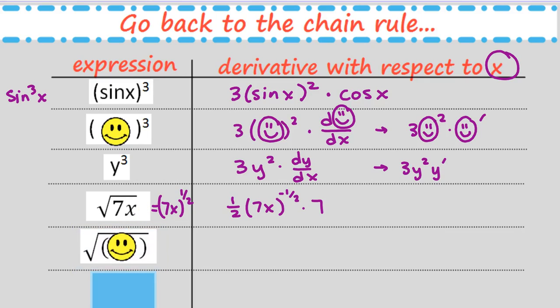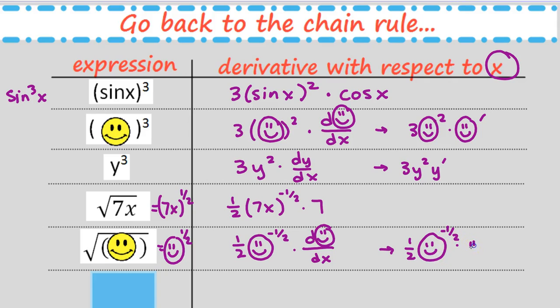So suppose we want the derivative of the square root of smiley face. Same idea. This is the same thing as smiley face to the 1/2 power. So we take the derivative of the outside function, we bring down the 1/2, and we raise smiley face to the negative 1/2, and then we multiply by the derivative of the inside, and the derivative of smiley face with respect to x is d smiley face dx. And so we can write this as 1/2 smiley face to the negative 1/2 times smiley face prime, and we could simplify it too. We could get rid of the negative exponent and that kind of thing.